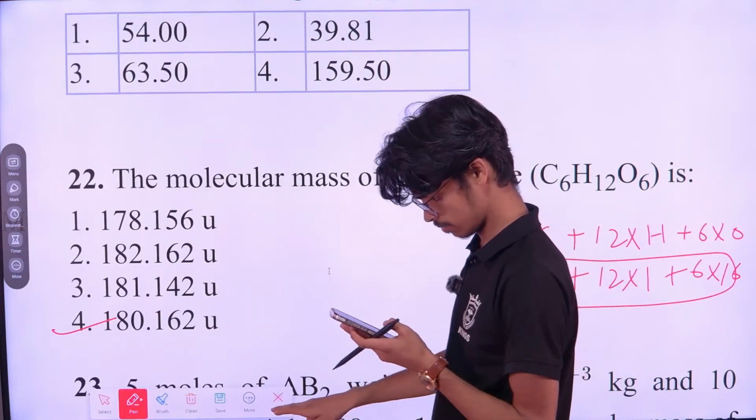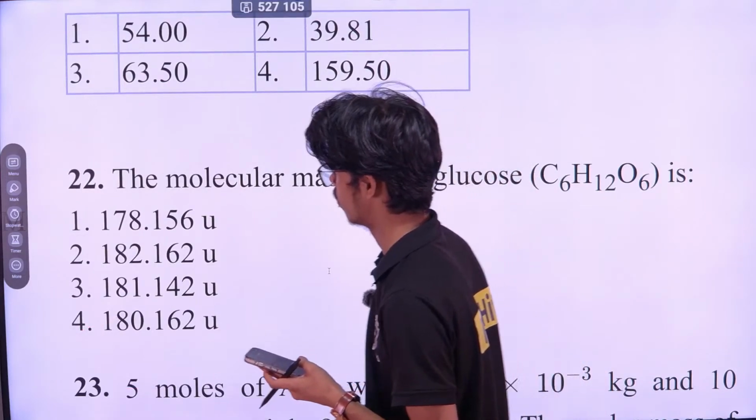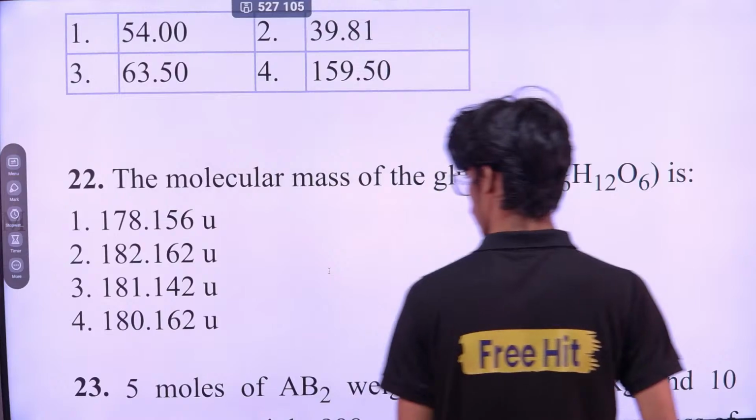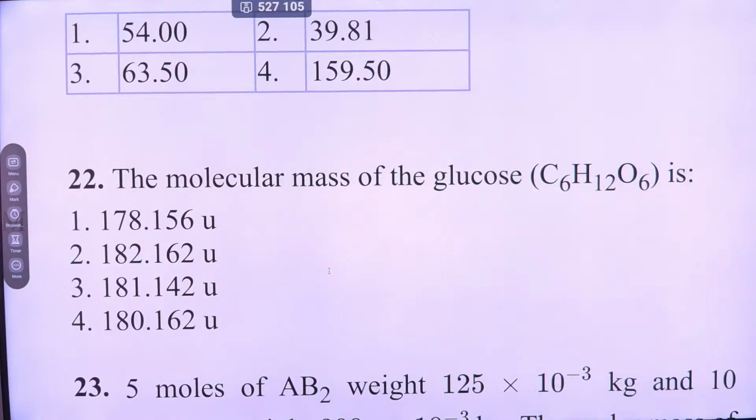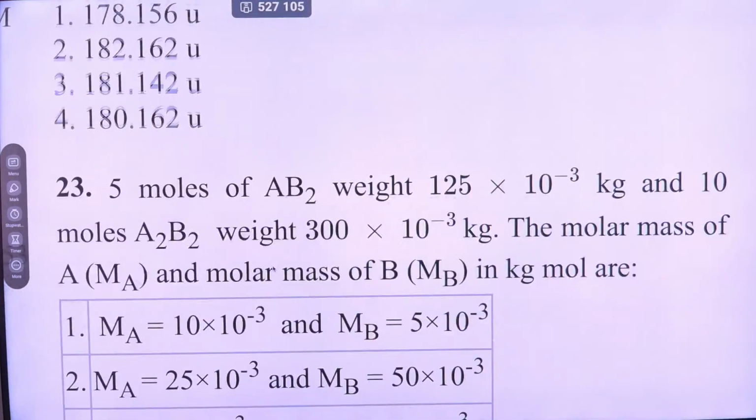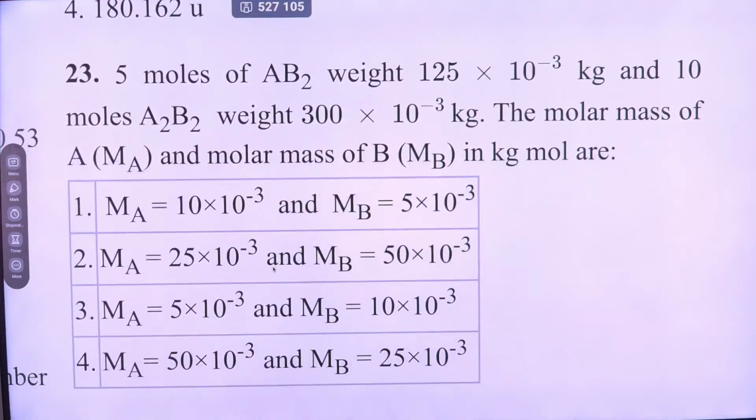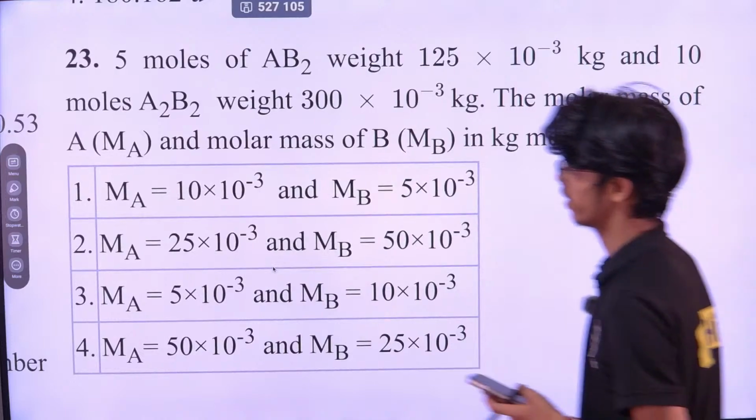Okay. How many people are there in the chat? Say your name. Option number 4 is right. Try to write answers with the question number. Okay. That's option number. Okay. Question number 23.